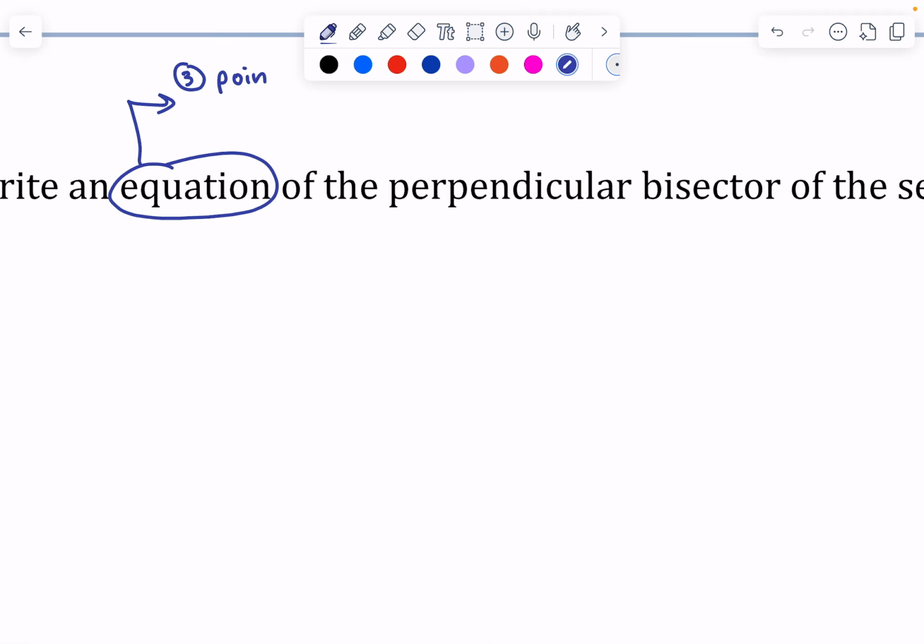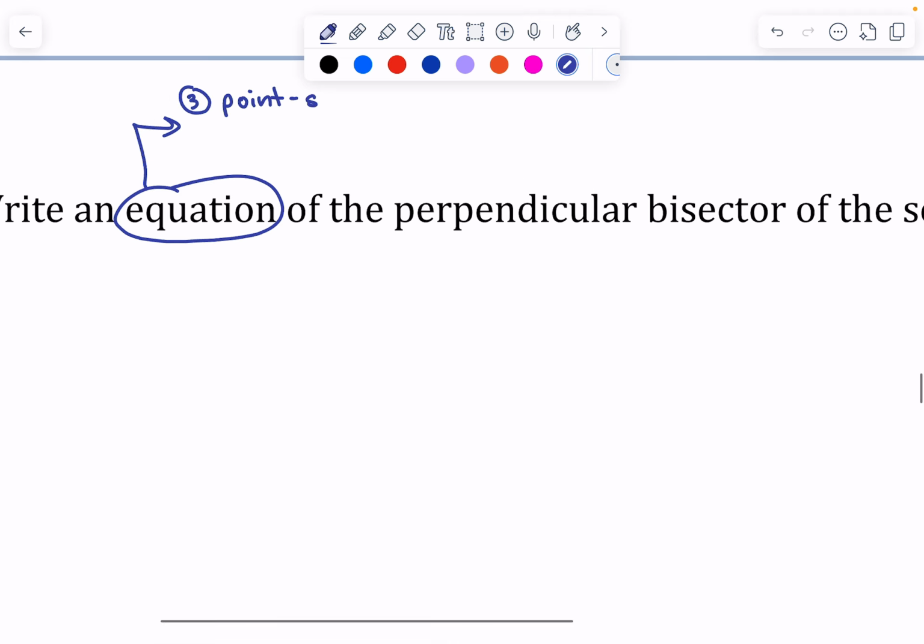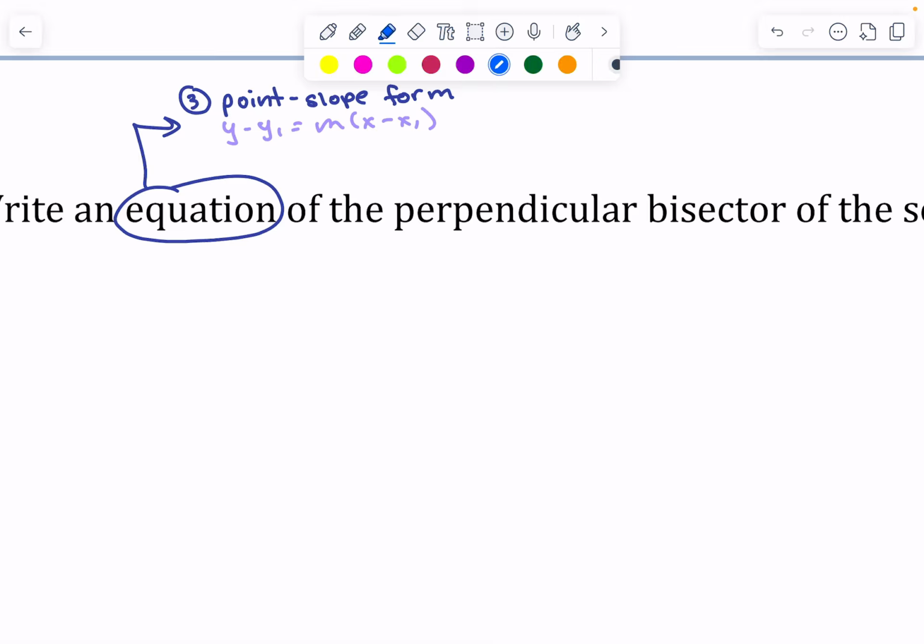We're going to do point-slope form, which if you guys remember, that's y minus y1 equals m times x minus x1, which means I'm going to need a point to plug in for y1 and x1, and I'm also going to need the slope to plug in. Okay, so here come the other steps.